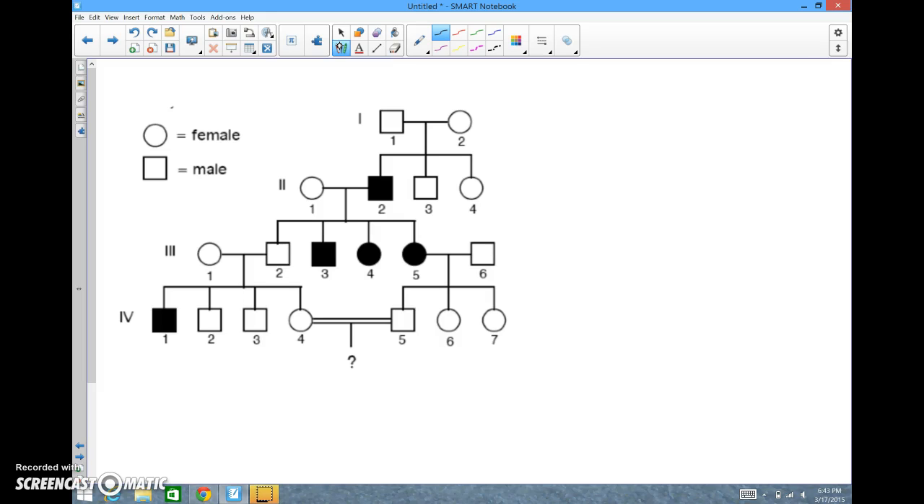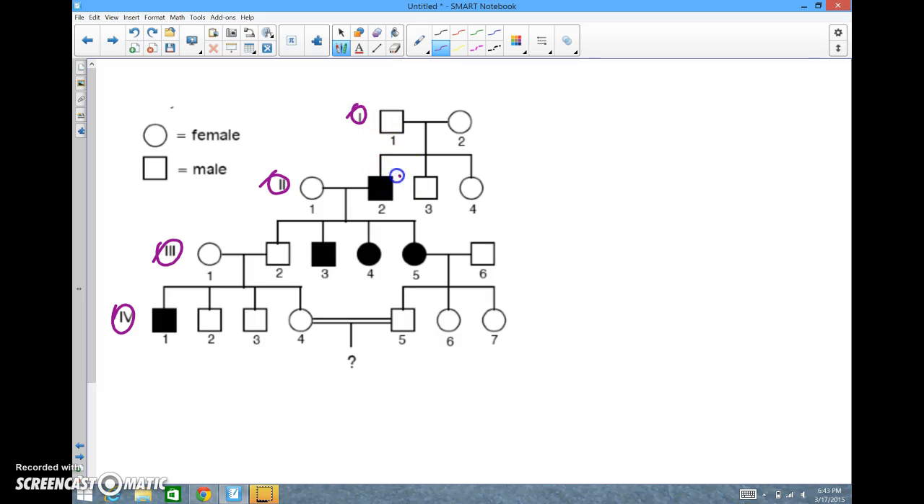So here you have a pedigree. You'll notice the generations are numbered in Roman numerals. See that here, here, here, and here. You'll notice that the individuals are numbered as well. I'm not going to circle those because there's too many of them. All right, you see the connecting lines we talked about before, and you'll notice that some people are shaded in.